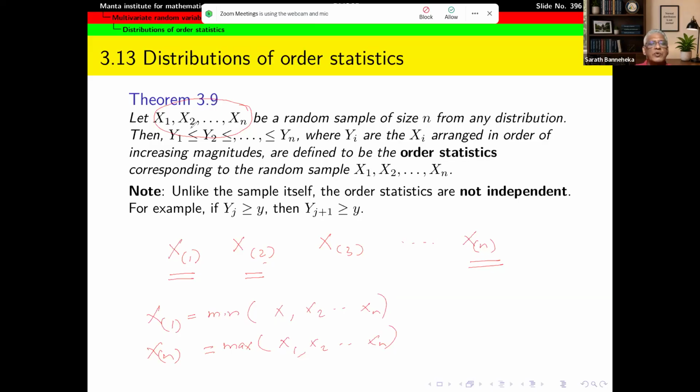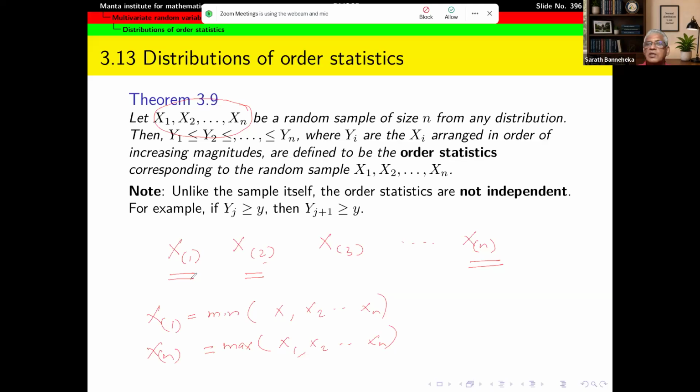Now, even if x1 up to xn are independent, these order statistics are not independent, because x within bracket 1 is always less than or equal to x within bracket 2. The first order statistic is always less than or equal to the second order statistic. So there is an order. Whereas x1 can be greater than or less than x2, and x2 can be greater than or less than x3, so there's no order between these. Therefore, the order statistics are not independent. They are dependent.